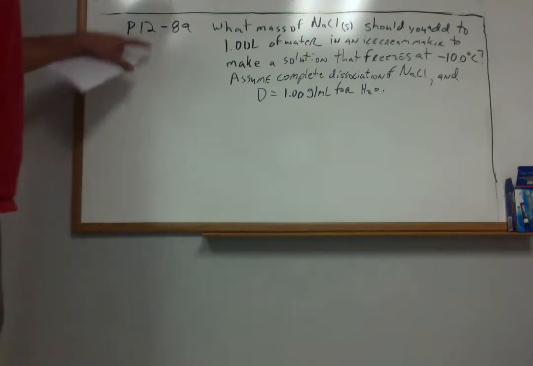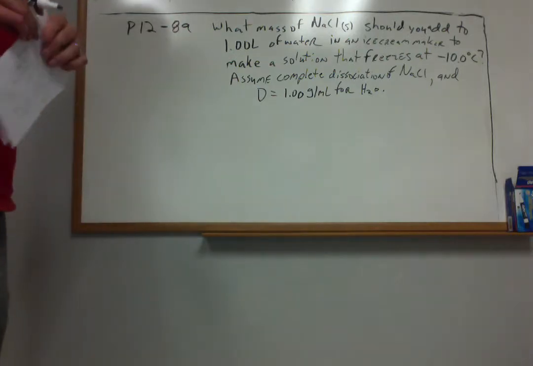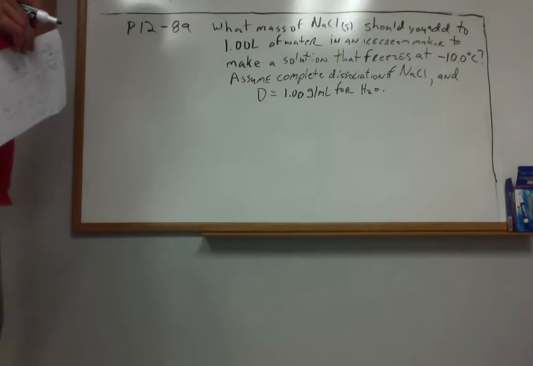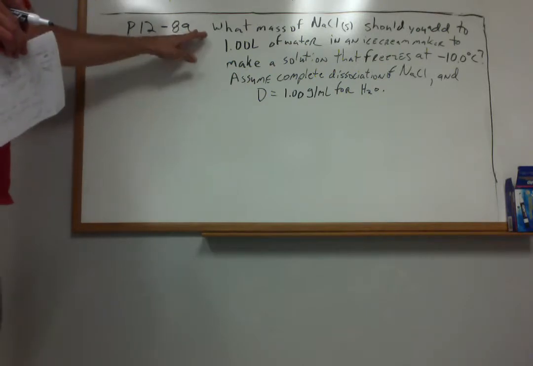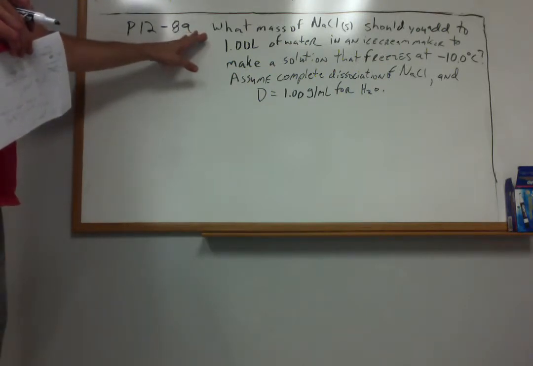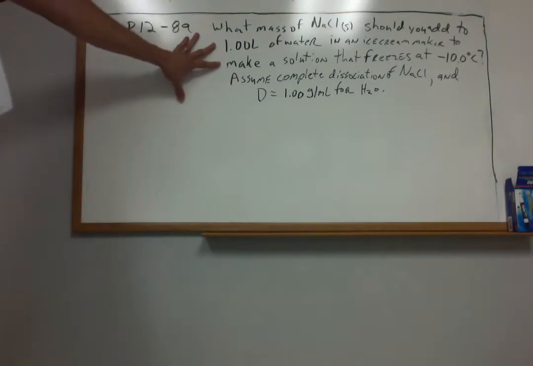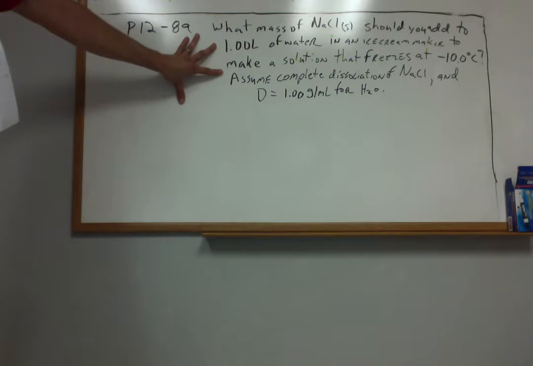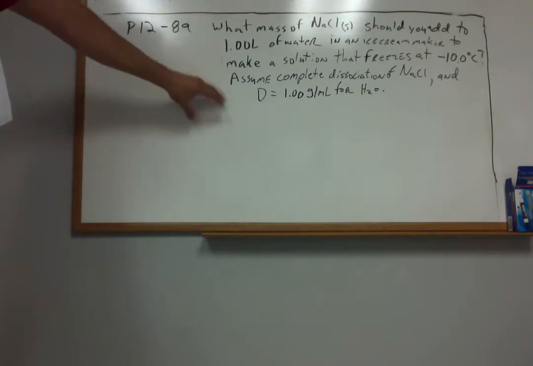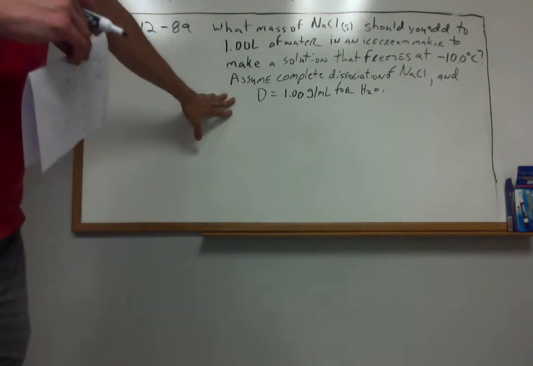Okay, let's work on problem 1289 from chapter 12 of your textbook. Problem reads, what mass of sodium chloride should you add to a liter of water in an ice cream maker to make a solution that freezes at minus 10 degrees Celsius? Assume complete dissociation of the sodium chloride and a density of 1 gram per milliliter for the water.